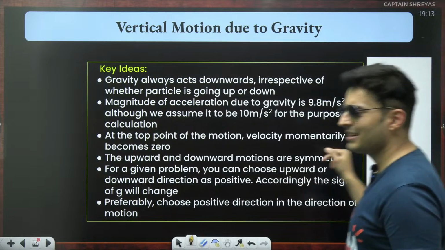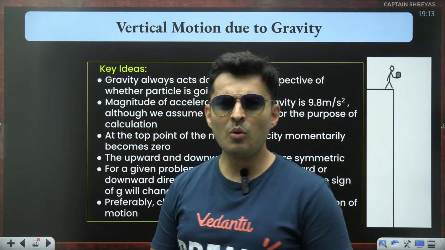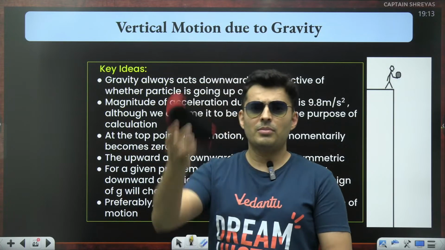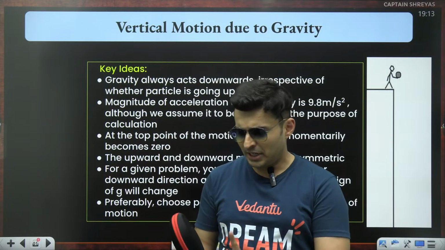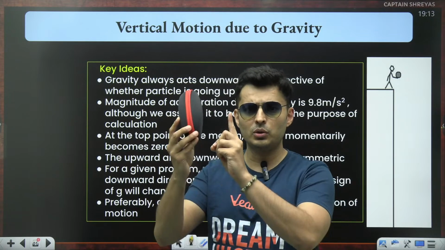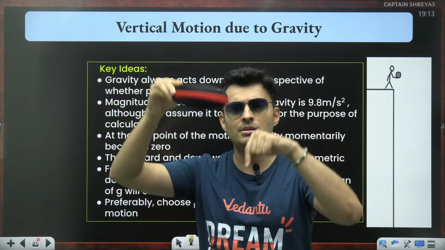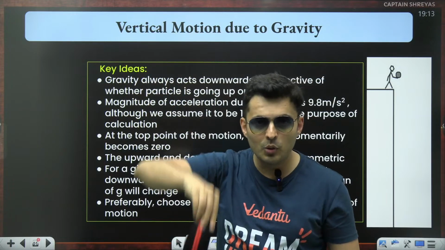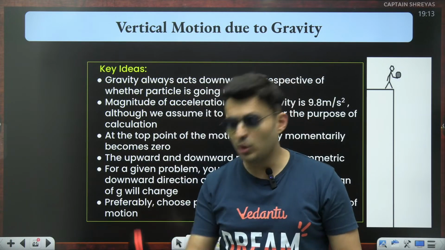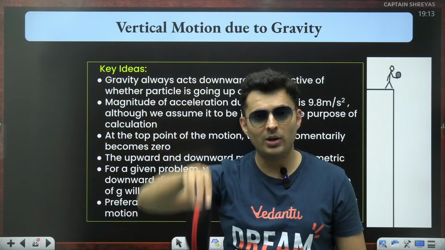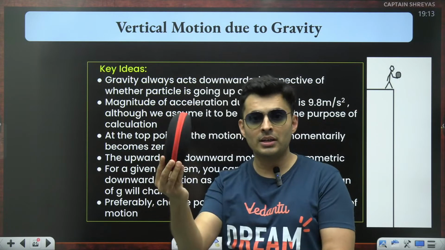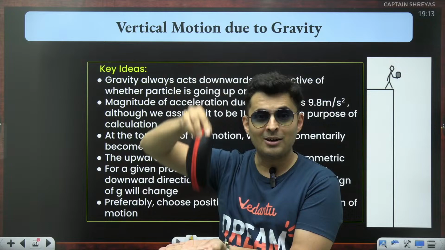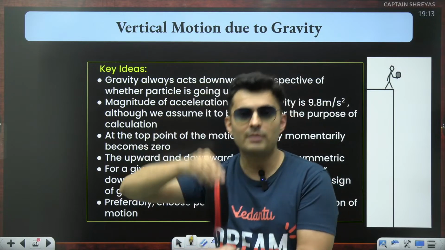Upward and downward motions are symmetric. Kind of makes sense. Whatever you do while going up, the same thing is done while coming down. When I throw this pouch up, speed is 5 meters per second, 4, 3, 2, 1, 0. While coming down, it is 1, 2, 3, 4, 5. So whatever it does while going up, same thing it will do while coming down. In fact, if it took 1.5 seconds to go up, it will take 1.5 seconds to come down. If I throw it with a speed of 5 meters per second, it will also come back on my hand with a speed of 5 meters per second.